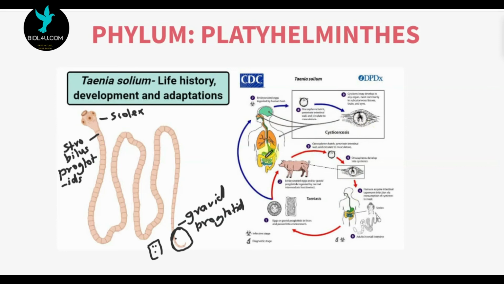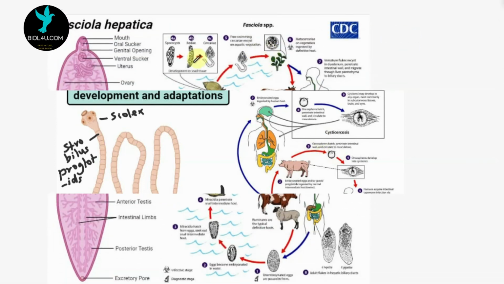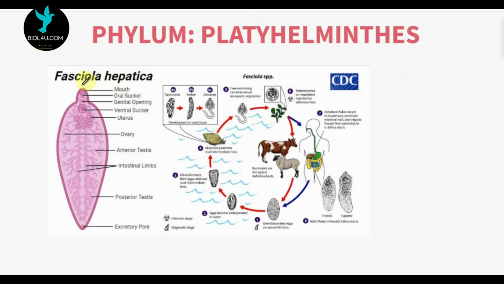So it requires human and pig as the hosts to complete the life cycle, or without a pig also the life cycle will complete. Okay, so that is the Taenia solium. So let us take another example, that is the Fasciola. So see, this is another example, that is the Fasciola hepatica.